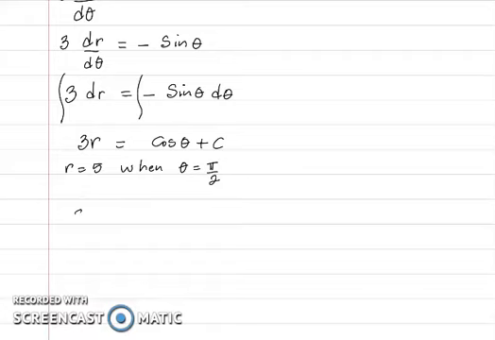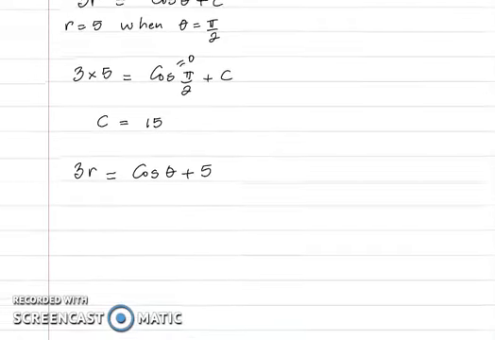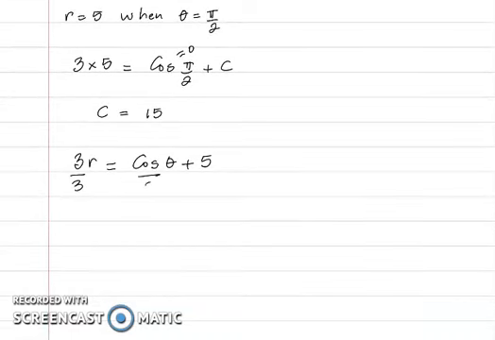So we're going to have 3 times r, which is 5, is equal to cosine theta, which is pi by 2, plus c. Now, the cosine of pi by 2, which is 90 degrees, is 0. So what we have is that c would be equal to 15. So for a particular solution, 3r is equal to the cosine of theta plus 15. If I divide the entire equation by 3, I'm going to end up with r is equal to 1/3 the cosine of theta plus 5.